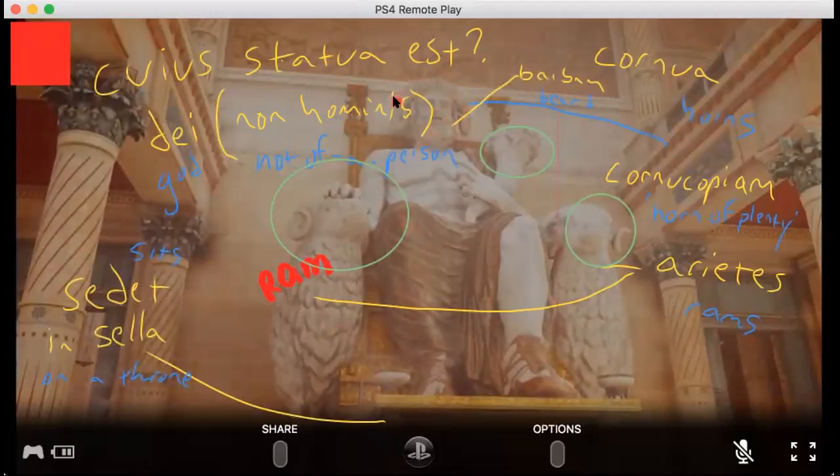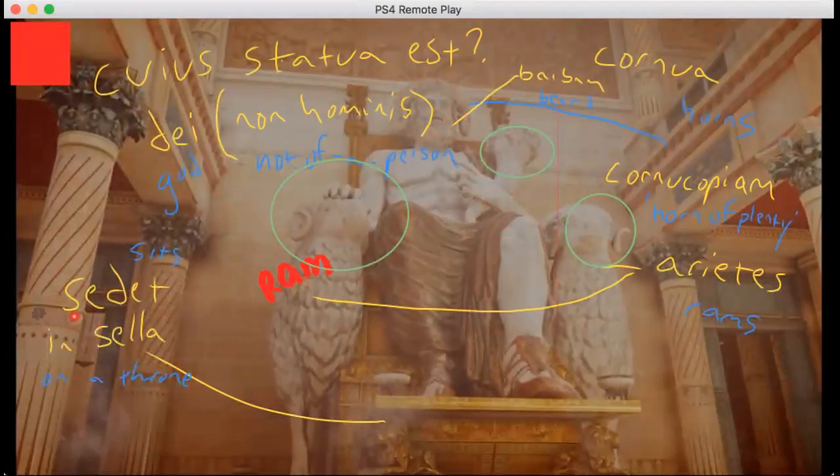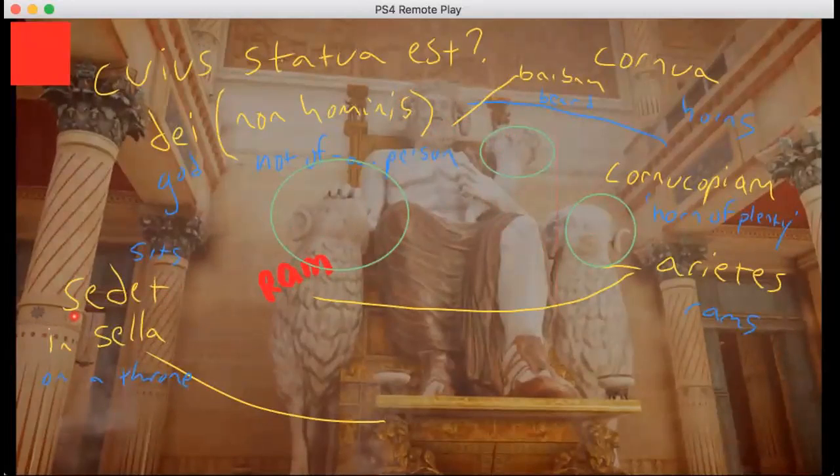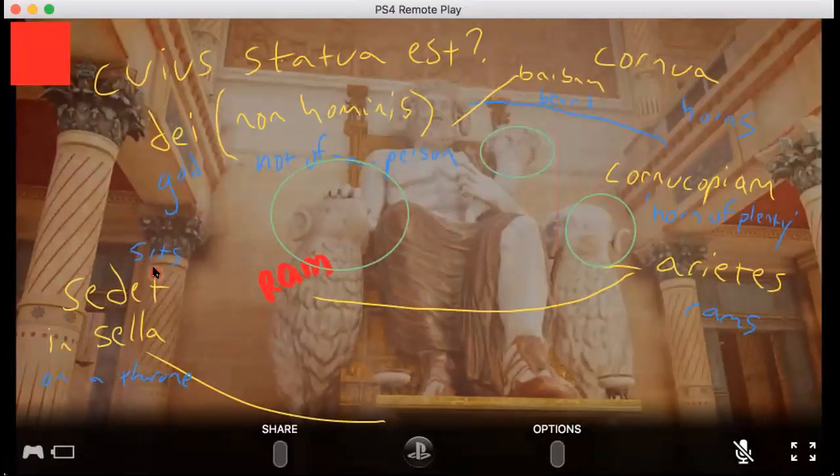Habet cornua, horns. Habet cornucopiam, it has the horn of plenty. Habet arietes, has rams. Et sedet in sella, he sits on a throne. Est rex deorum, he's the king of the gods. Sedet in sella. Cuius statua est?